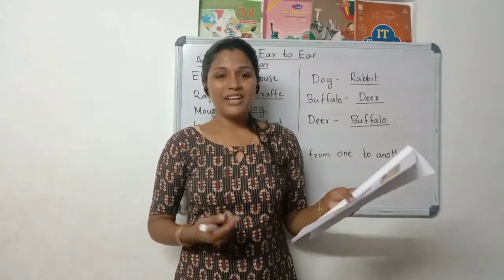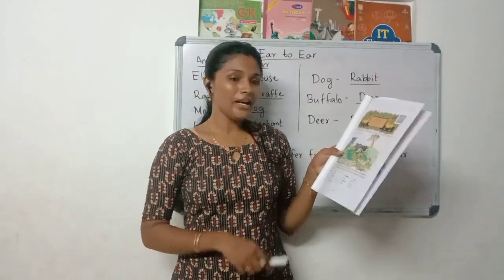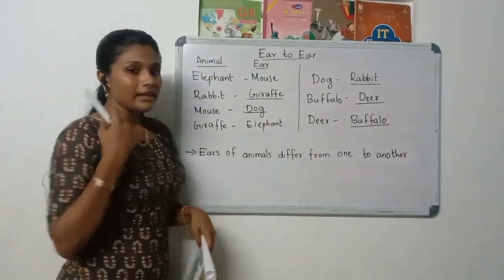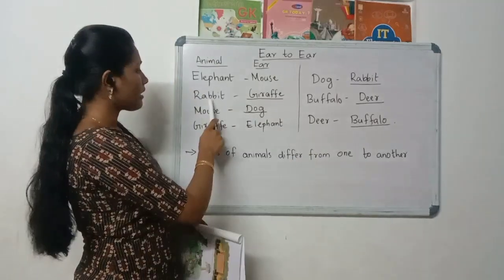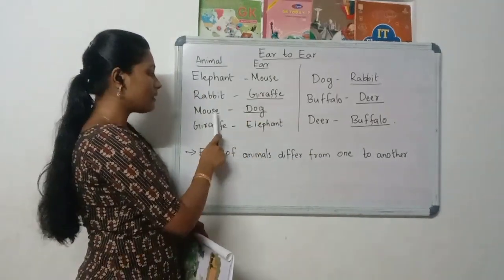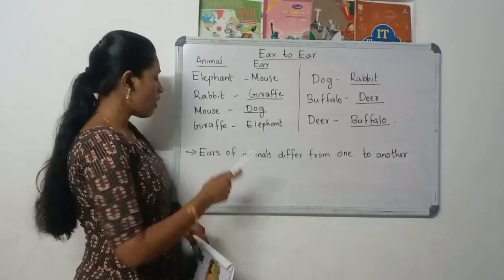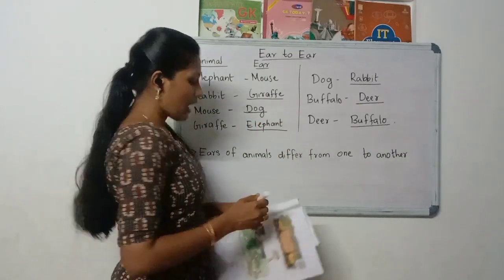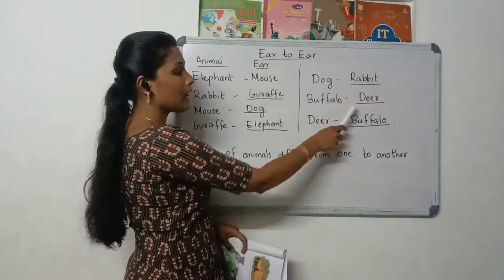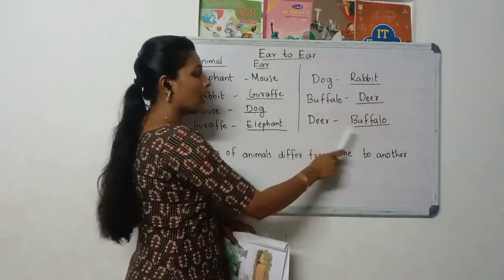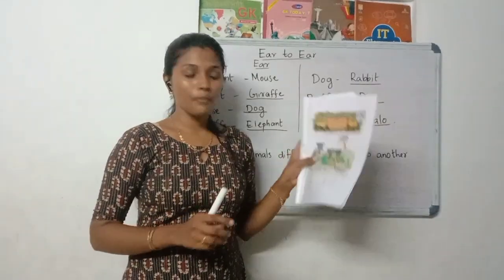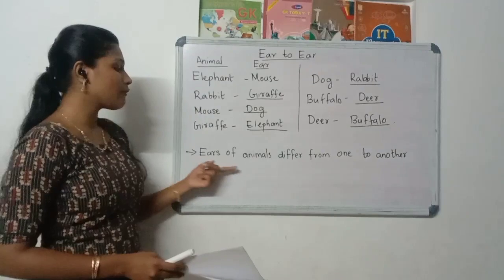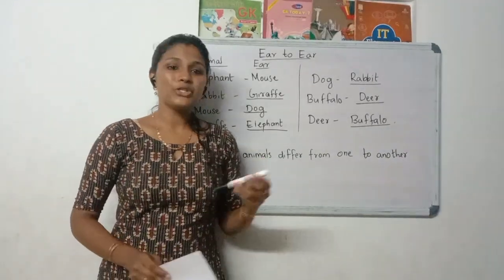ears. So, we are going to do the exercise that is given below the image: the elephant has the ears of the mouse in this picture. The rabbit has the ears of the giraffe. The mouse has the ears of the dog. The giraffe has the ears of the elephant. The dog has the ears of the rabbit. The buffalo has the ears of the deer. And the deer has the ears of the buffalo in this picture. From this, we come to a conclusion that ears of animals differ from one to another.